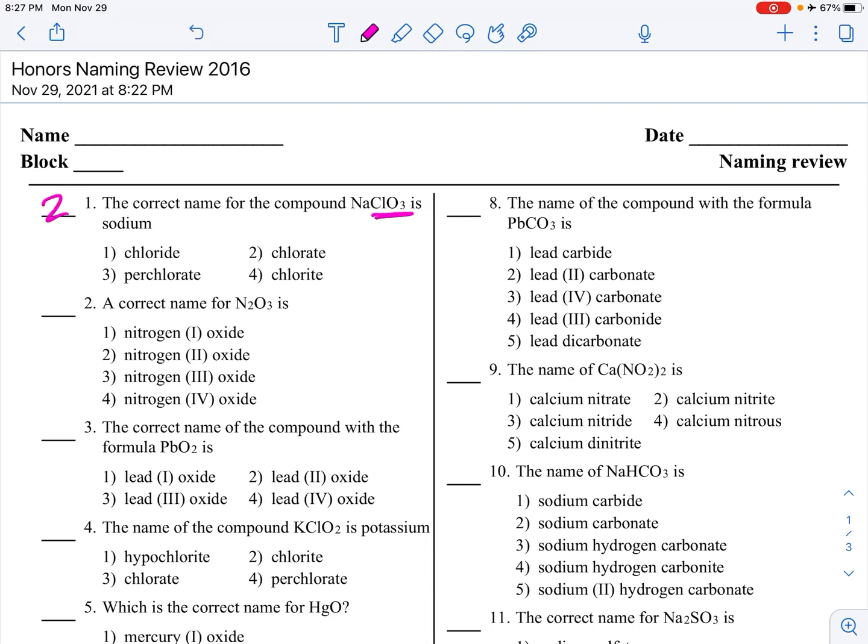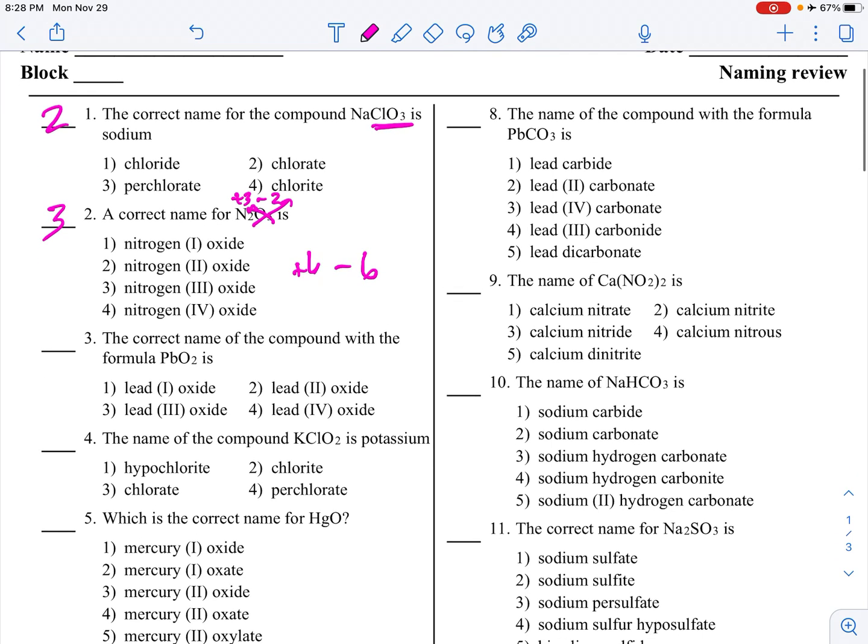Choice 2. Correct name for N2O3. So we got nitrogen and oxide, so that's good. The question is, what is the Roman numeral? Oxygen has to have a -2 charge. So -2 times 3 is a negative overall -6. So nitrogen has to bring a +3 times 2 to give you a +6 to cancel out. Or you could just crisscross them back. So nitrogen Roman numeral 3 oxide is our answer.